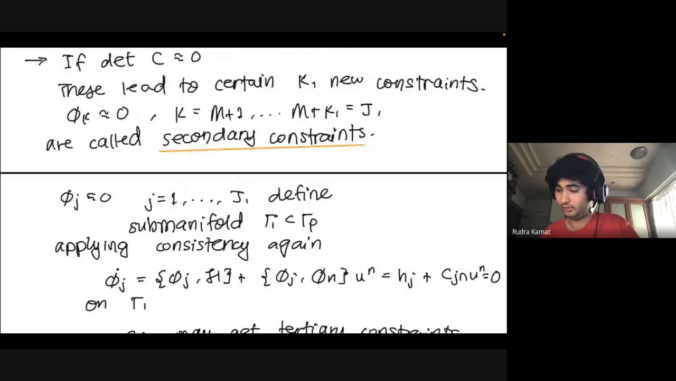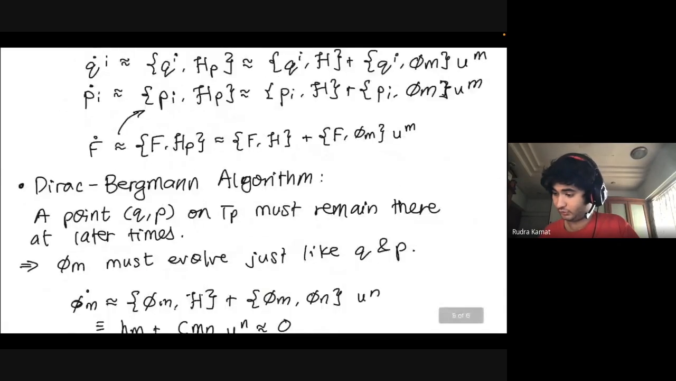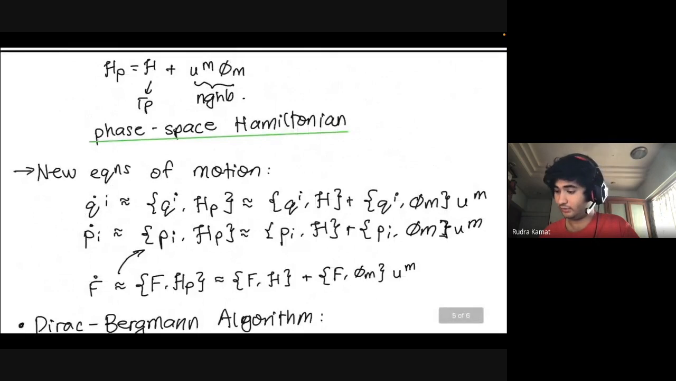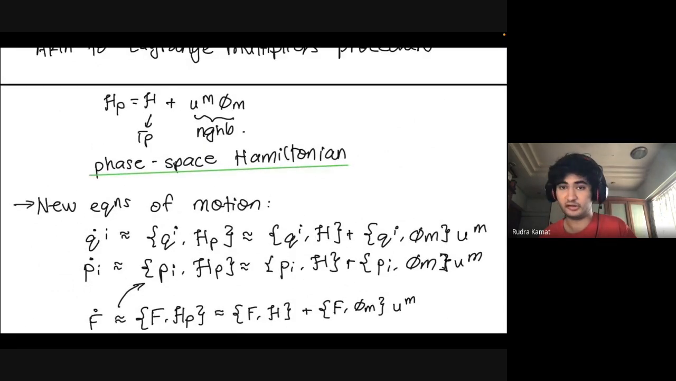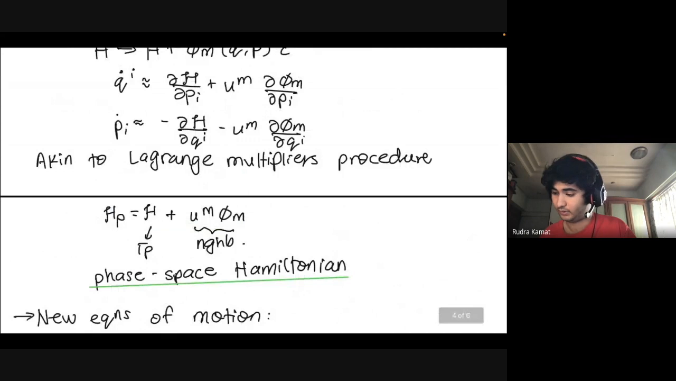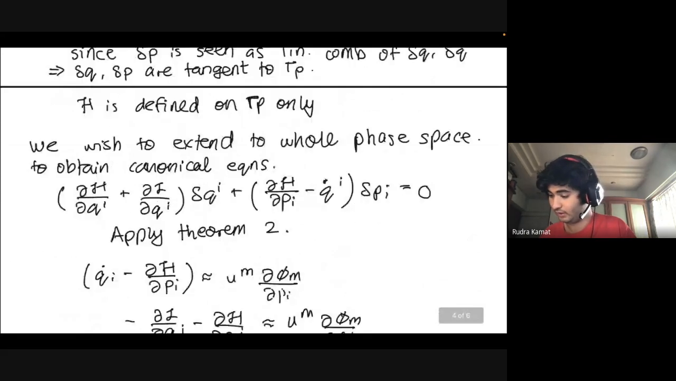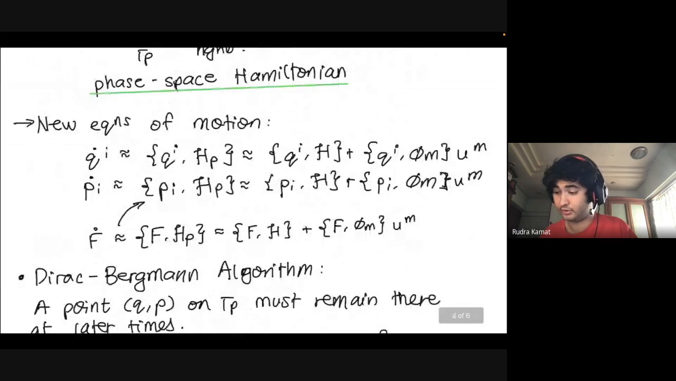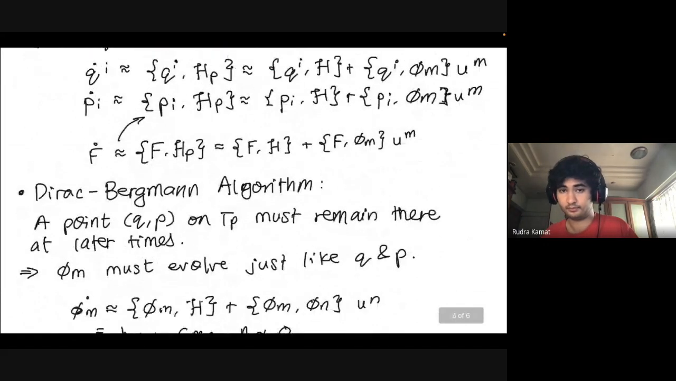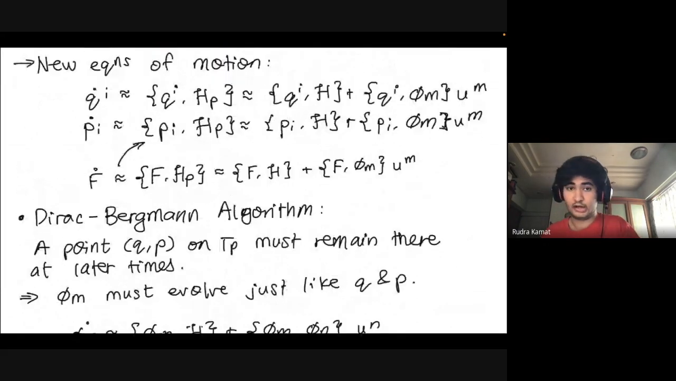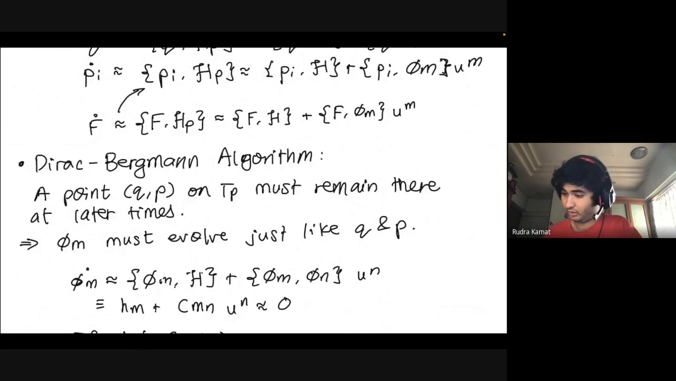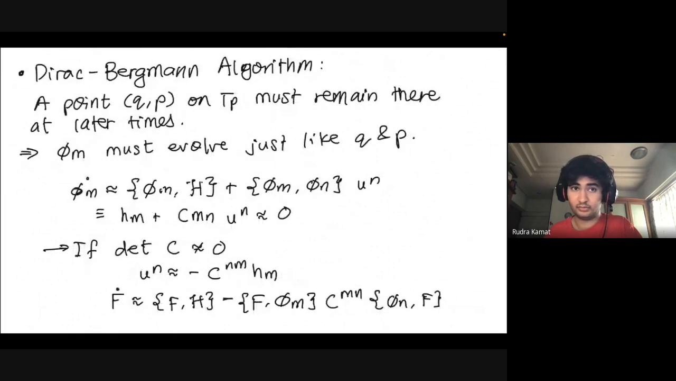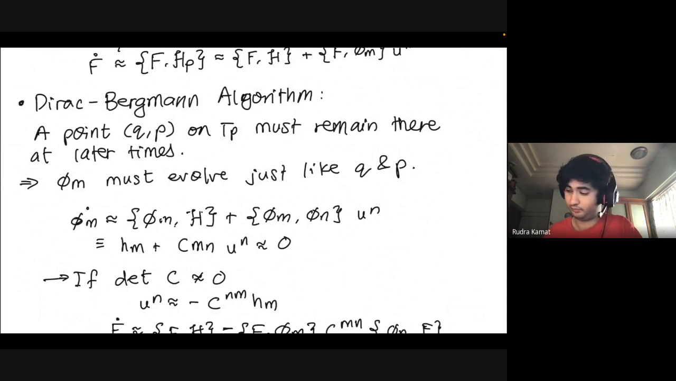To recap what we stopped at yesterday, we had a bunch of theorems that helped us generate the phase space Hamiltonian, and from that we had the new equations of motion, which told us how a function evolves. From that we had the Dirac-Bergmann algorithm because, as I said, a point (q, p) on gamma sub p must remain there at later times.